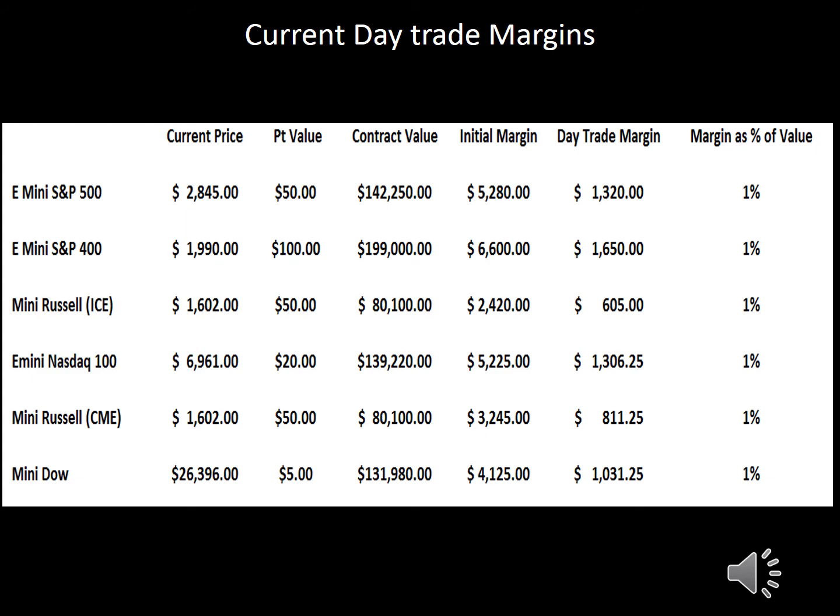So be careful. Even though the initial margin, for instance, on the NASDAQ is 52.25, the day trade margin is only a fourth of that, 13.06. So you can get yourself in trouble if you over leverage yourself. But keep these in mind when you're deciding how many contracts to trade, because you're really moving around a lot of stock.